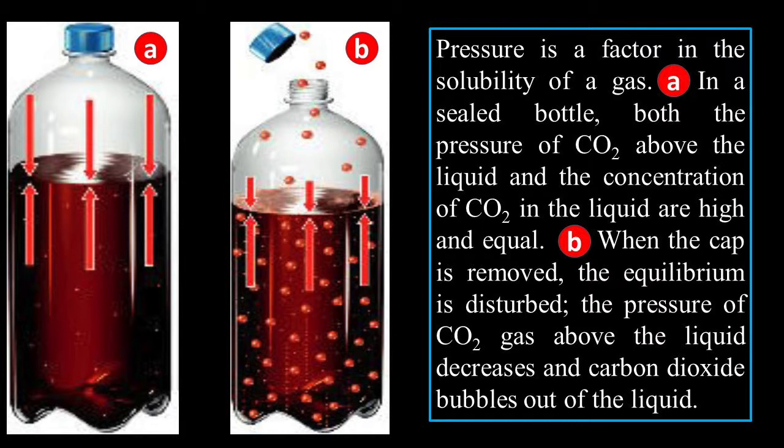Pressure is a factor in the solubility of a gas. In a sealed bottle, both the pressure of carbon dioxide above the liquid and the concentration of carbon dioxide in the liquid are high and equal. When the cap is removed, the equilibrium is disturbed. The pressure of carbon dioxide gas above the liquid decreases and carbon dioxide bubbles out of the liquid.